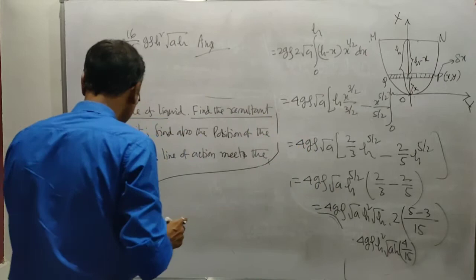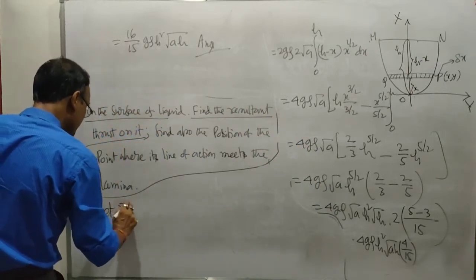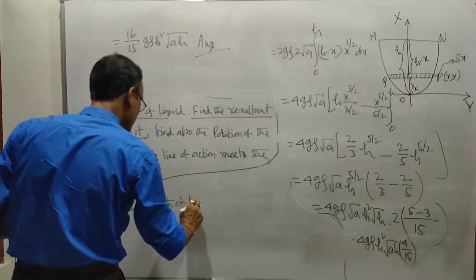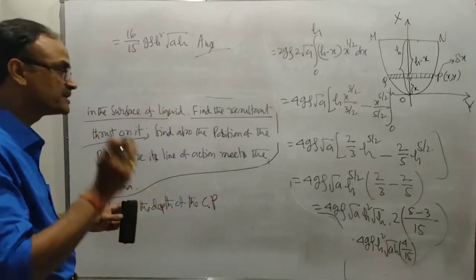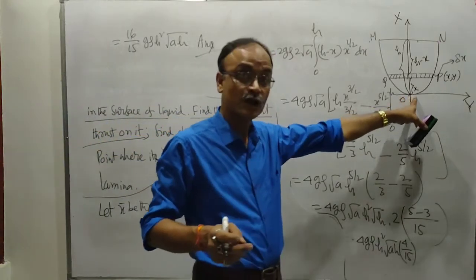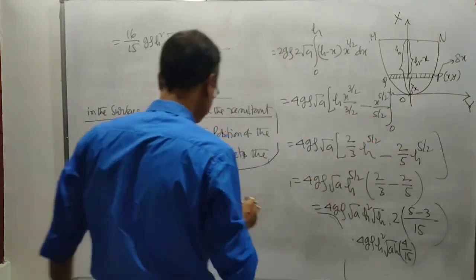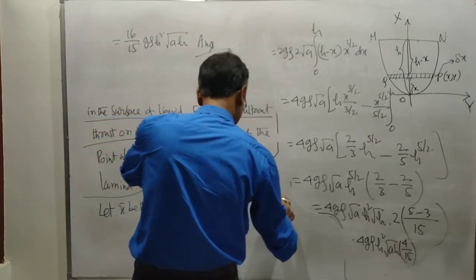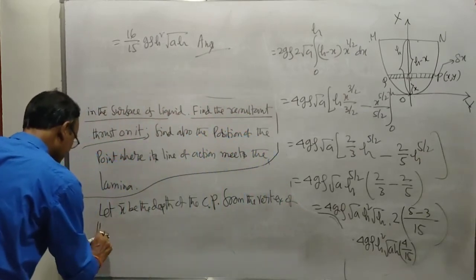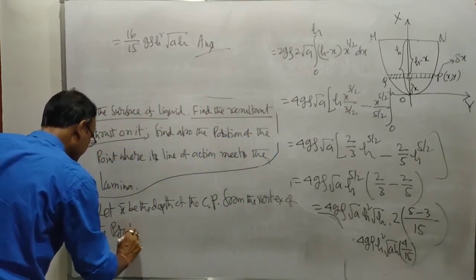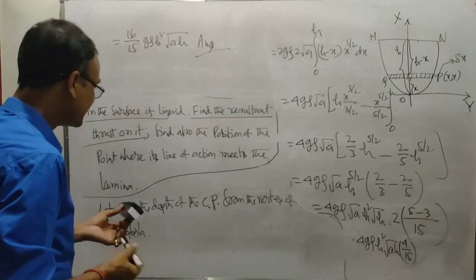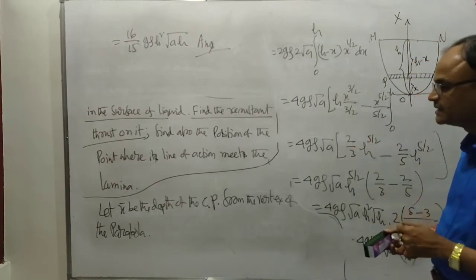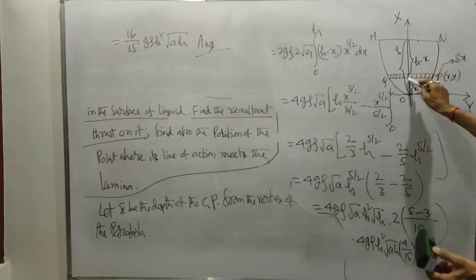Now, depth of the center of pressure. Let x bar be the depth of the center of pressure, CP meaning center of pressure, from the vertex of the parabola. Let x bar be the depth of the center of pressure from the vertex of the parabola.